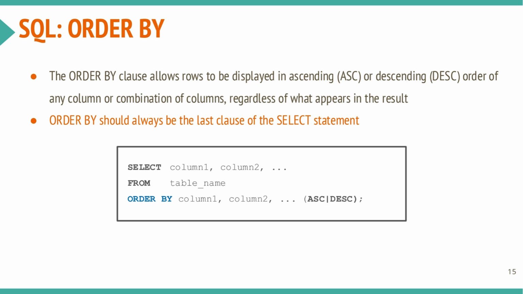The order by clause allows rows to be displayed in ascending or descending order of any column or combination of columns, regardless of what appears in the result.